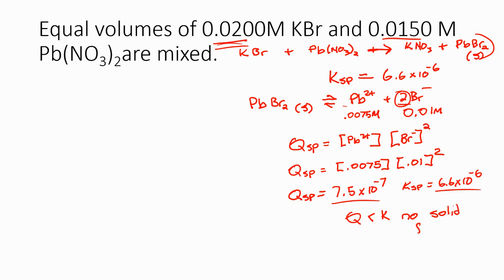Let's talk about why. Back to the restaurant analogy. If I have a restaurant that says you can have 49 people in the room and I only have 45, then everybody gets to stay in the room. If my Q value is less than my K value, that means all of these ions get to stay in solution. So no solid forms in that particular case.